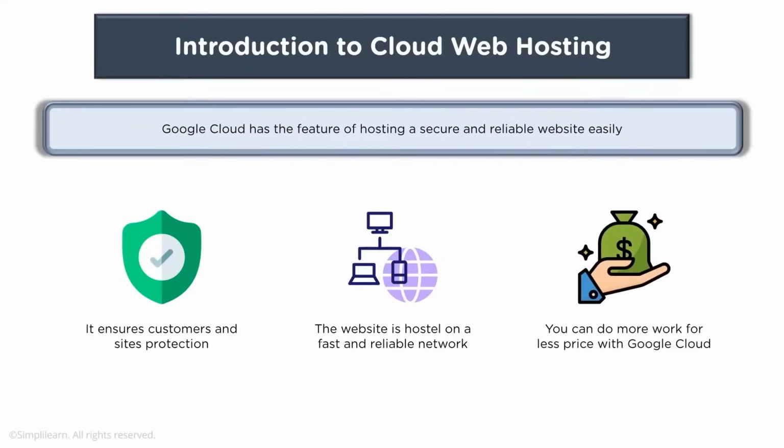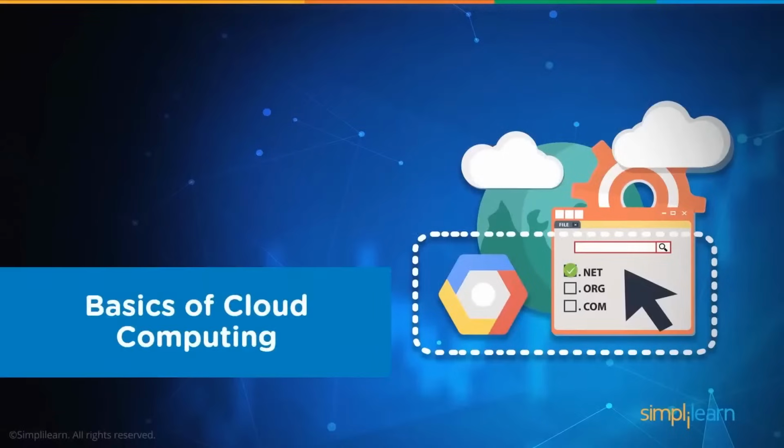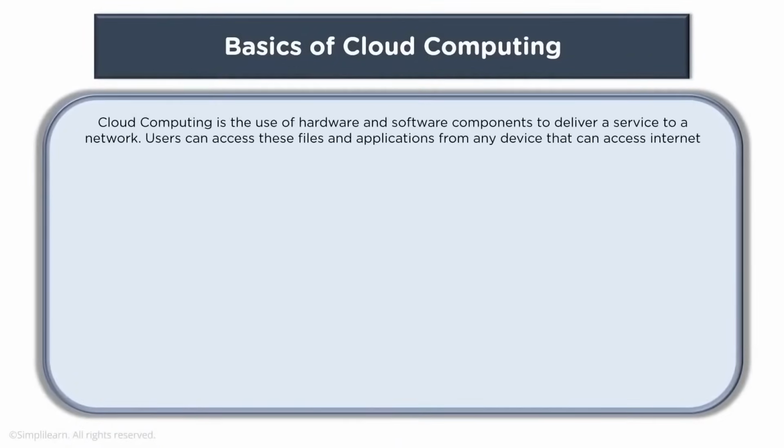Now, when we talk about Google Cloud, it is always good to know some basics of cloud computing. Cloud computing is basically using resources which are provided by your cloud service provider, such as Google Cloud. And cloud computing basically means using hardware and software components to deliver a service on a network. Here, users can access files and applications from any device that can access the internet.